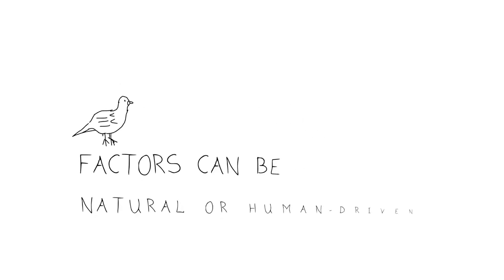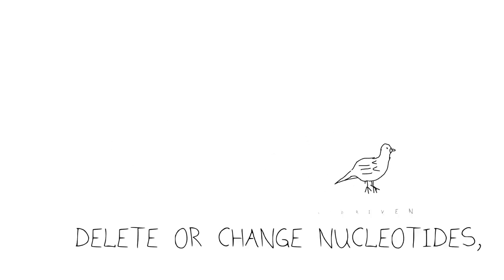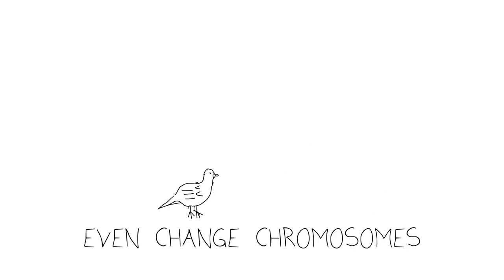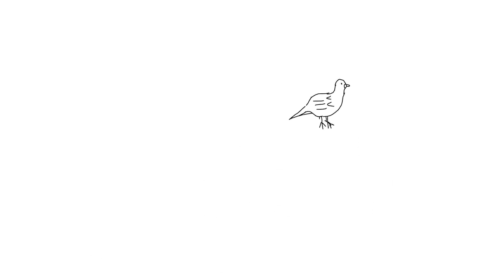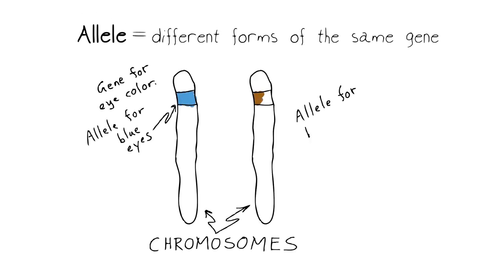Though many of these factors are natural, they can be human-driven as well. The bottom line is that mutations can delete or change nucleotides. They can even change pieces of a chromosome, or even the whole chromosome. Mutations result in different forms of the same gene. These different forms are called alleles. For example, eye color is coded by different alleles of the same gene.